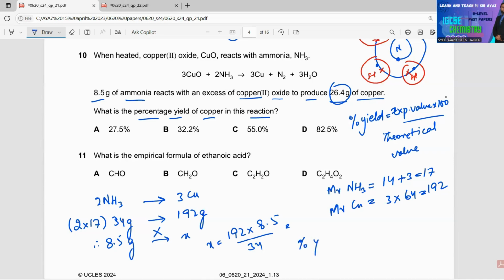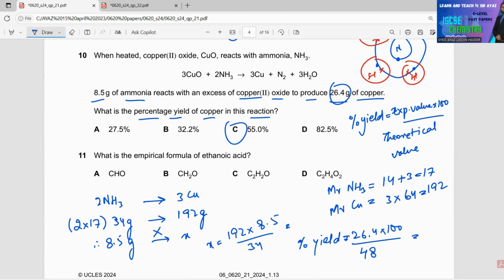So percent yield is 26.4 multiplied by 100 divided by 48. What will you get? 26.4 multiplied by 100 divided by 48 is 55. C must be the right answer in this case, 55%.